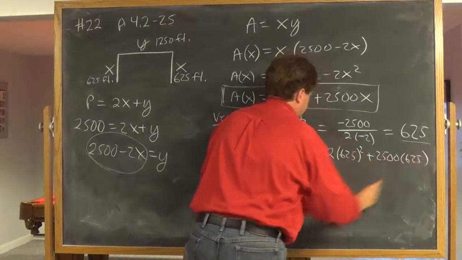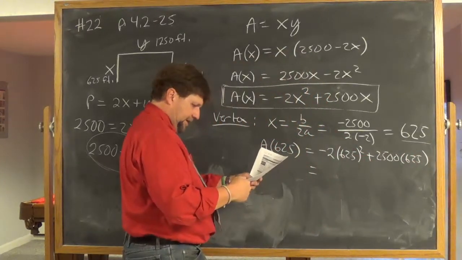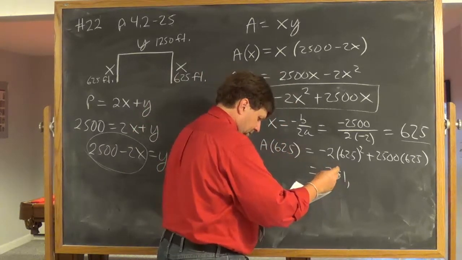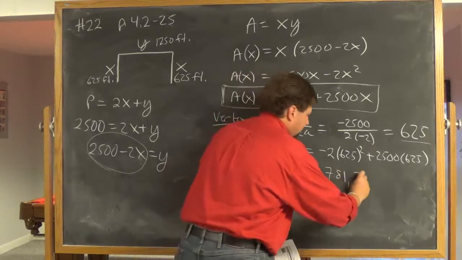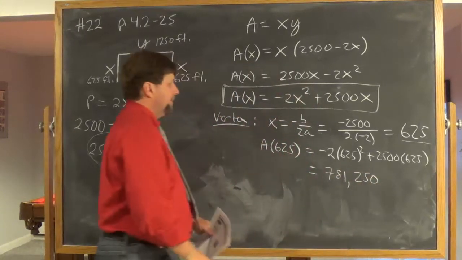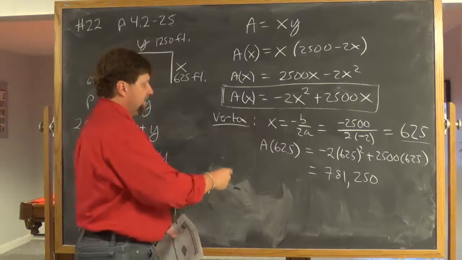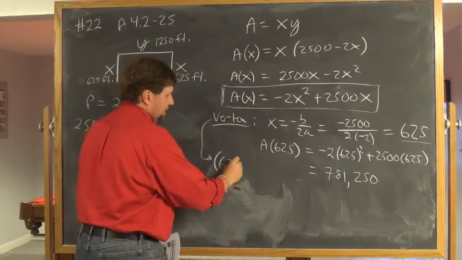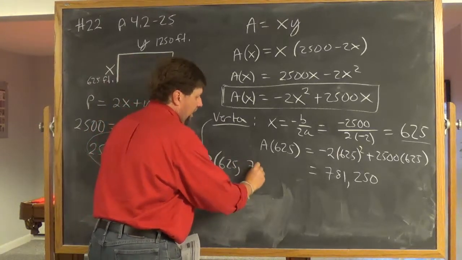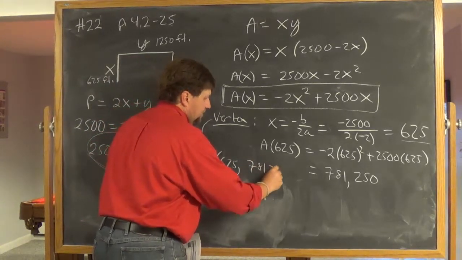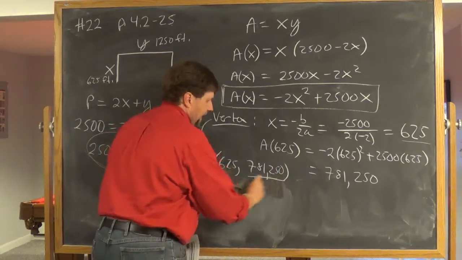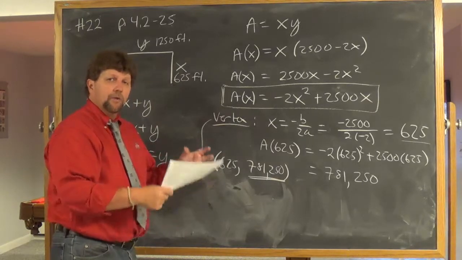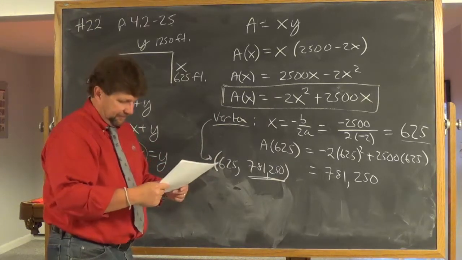I'll write it down, 625 squared plus 2,500 times 625. What you get to come out here is 781,250. So the coordinates of the vertex are x is 625 and the y coordinate is 781,250. That is the area. That's the maximum area that Jim can make with his 2,500 feet of fence.